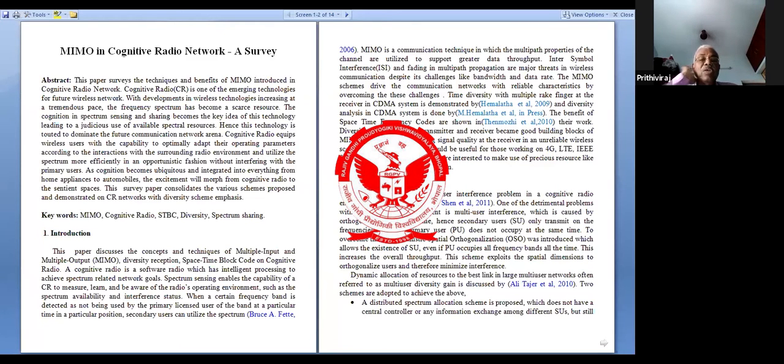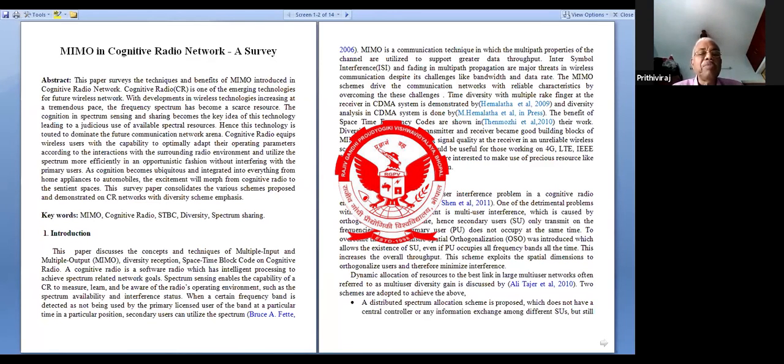So we say as cognition becomes ubiquitous and integrated into everything from home appliances to automobiles, the excitement will morph from cognitive radio to sentient spaces. So various schemes were proposed and demonstrated on cognitive radio. You could see how nicely we are able to couple these things.